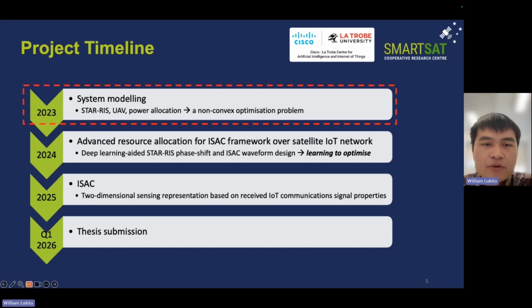And for the third year of PhD, we plan to do a particular task for ISAC of our satellite IoT framework. My initial plan is to do a 2-dimensional sensing representation based on the received IoT communication signal properties. And fingers crossed that at the end of the third year, I'll be able to submit my thesis. So for the rest of this presentation, I will give an overview about the system modeling and the optimization demonstration of our proposed satellite IoT communications model.